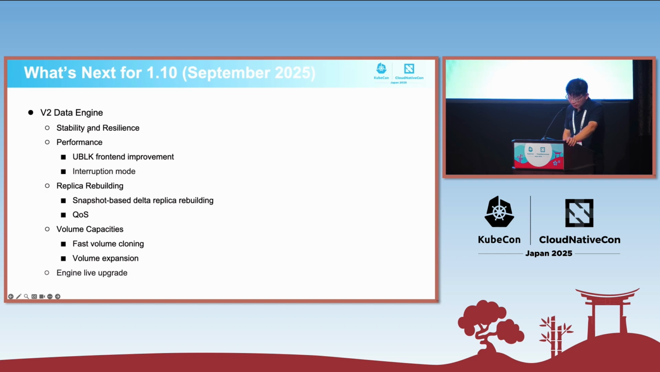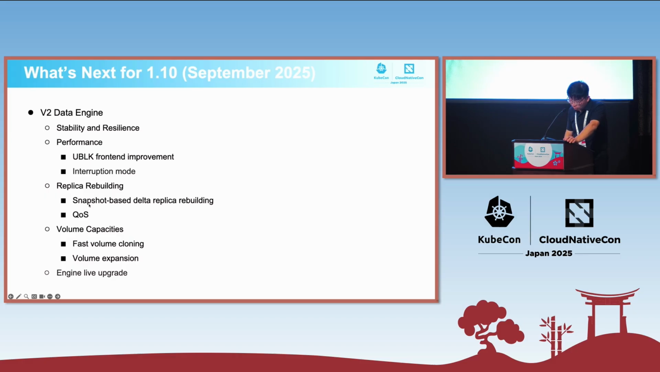We will continuously improve the stability and resilience, because the Longhorn V2 data engine encounters many bugs in SPDK or in the Linux kernel. So we are constantly improving these two parts. And for the performance, we will improve ublk continuously.